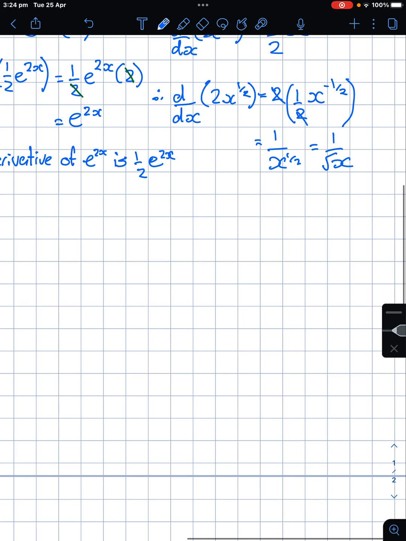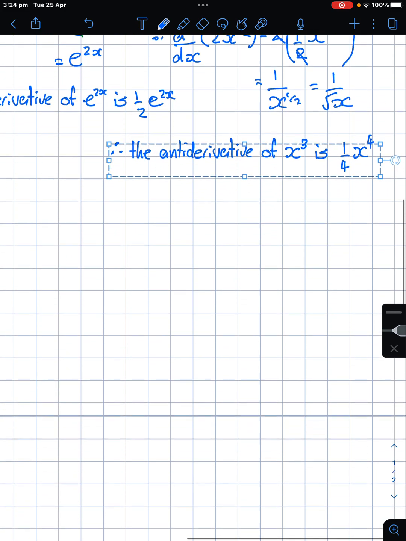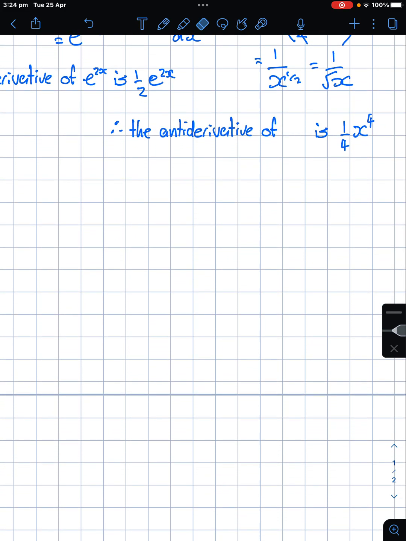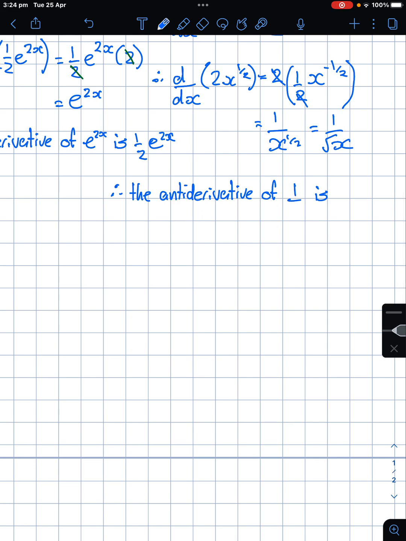Can I paste that sentence again? I can. How good. Just get rid of the variables from that one. And we've got here, therefore the antiderivative of 1 over root x is going to be 2x to the half, or if we wanted to, we could have written this as 2 square root x.